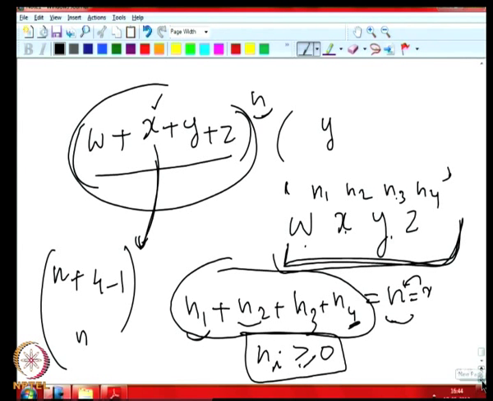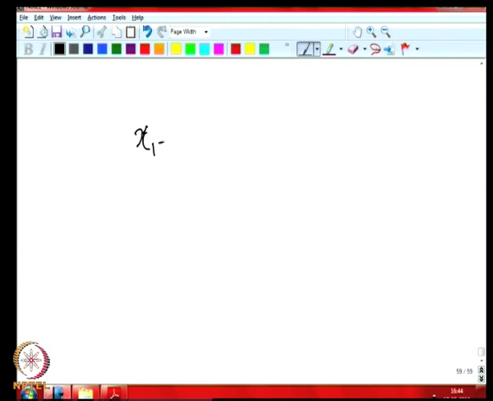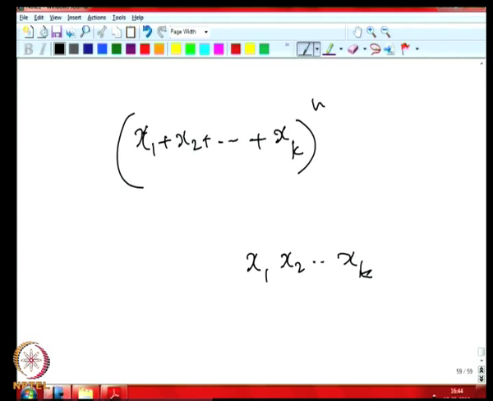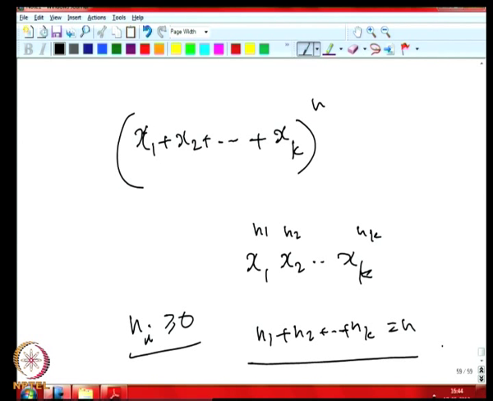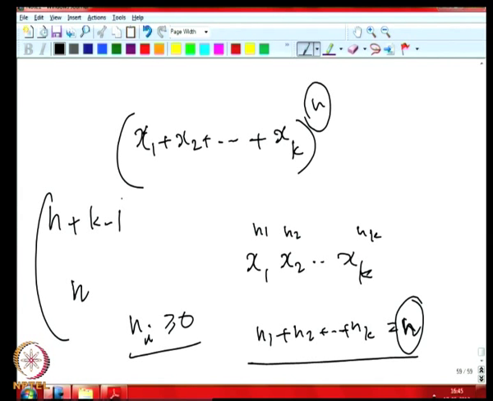In general, for instance, you may be talking about something like x1 plus x2 plus up to xk, raised to n. In this expansion, how many terms, how many patterns will be available? We are asking how many terms of this sort, x1 raised to n1, x2 raised to n2, up to xk raised to nk. The condition is n1 plus n2 plus up to nk has to be equal to n, and each ni has to be greater than or equal to 0. How many solutions are there? Instead of r we use n here. Usually we write r, and the number of terms is k. So, n plus k minus 1 choose n will be the answer.